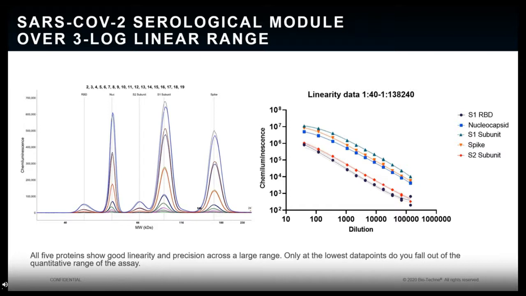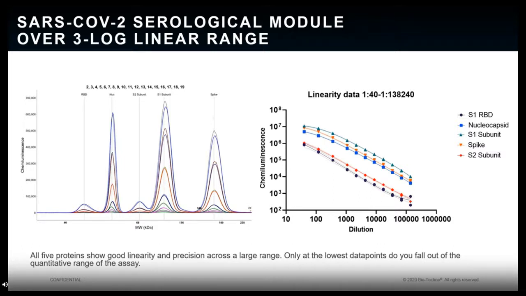So on the x-axis is molecular weight, and on the y-axis is chemiluminescence. And this was a dilution series done in duplicate. So each one of these traces here, you can see it's paired up. And what's striking about it is if you look at the graph on the right now, this is that same data reported out. In this case, you've got chemiluminescence, which is area under the curve, on the y-axis, and then dilution on the x-axis.